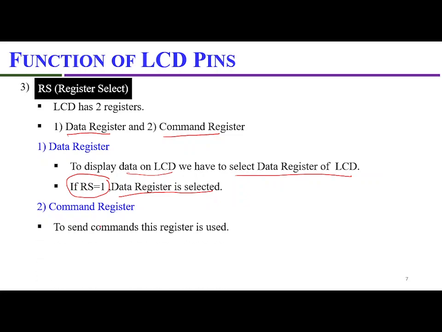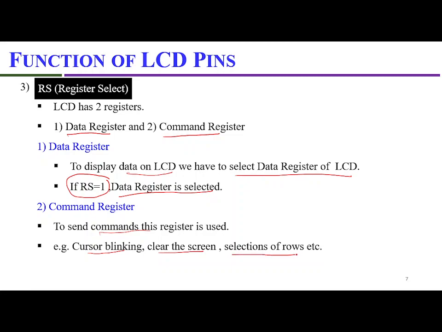Command register is used to send only commands. So we can send commands such as cursor blinking or clear the screen or selection of first row or second row or selection of fifth column, sixth column, depending. So we can give any command with the help of this command register. If RS equal to 0, then the command register is selected and we can send the command.